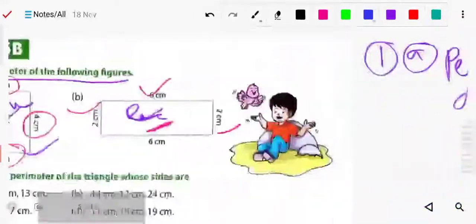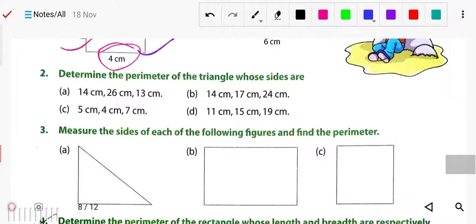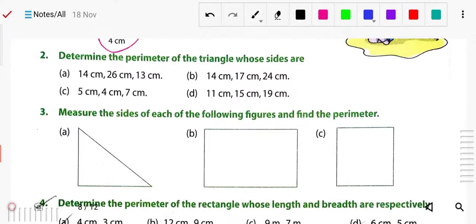Okay, now next you can see here that some triangles are there. You have to determine the perimeter of the triangle whose sides are given. These sides are given. Okay, different sides are given. So you have to find the perimeter of the triangle. So one question I will solve for you. This is number B. So here it is 14, 17 and 24 it is given.